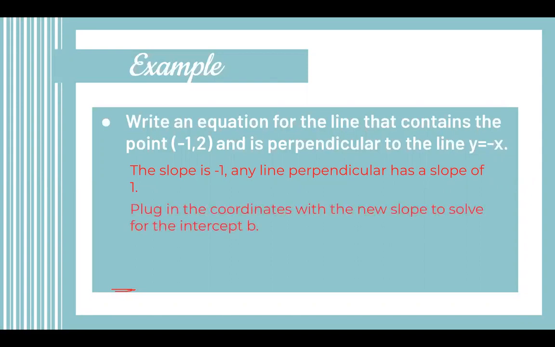And then plug in the coordinates with the new slope to solve for the intercept b, the y-intercept b. So we can just plug in 2 for y and negative 1 for x. So we'll have 2 equals 1 times negative 1 plus b. 1 is the slope. And then we add that 1 over because you have to cancel out the negative to get it to the other side. And we'll have b equals 3, giving us the answer y equals x plus 3.